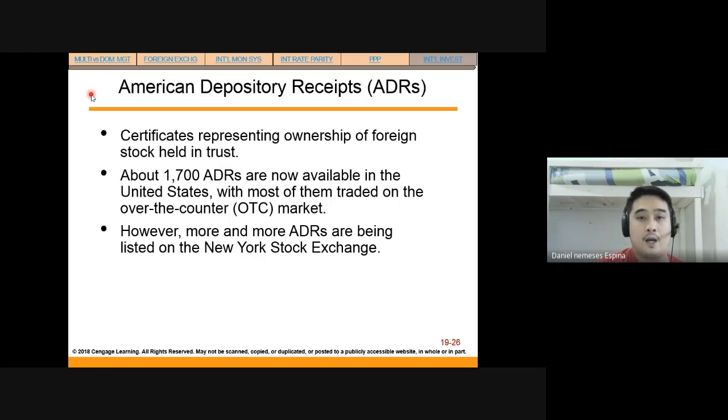Okay? So that's the issue. That's why it was decided that the foreigners who own depository receipts, especially with this type of agreement, is unconstitutional because the foreigners cannot have control and ownership in a media entity or in the media business.